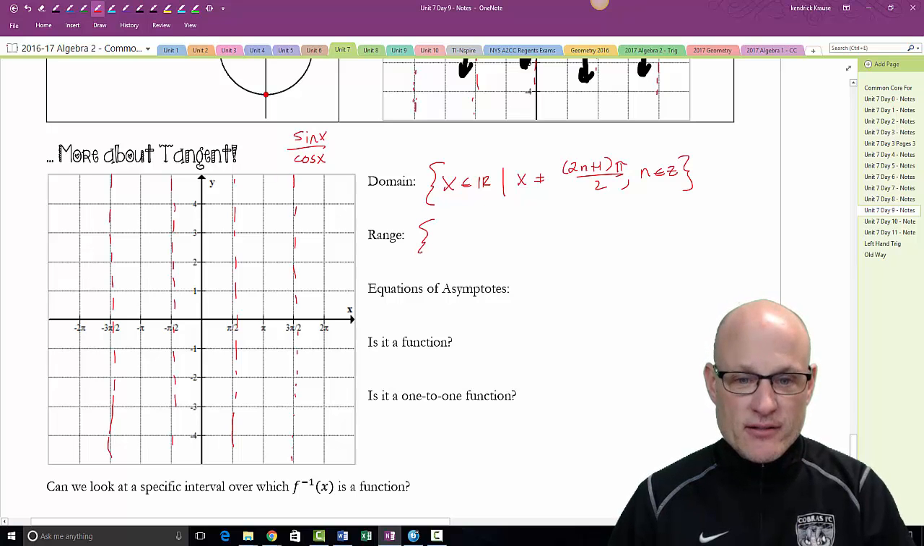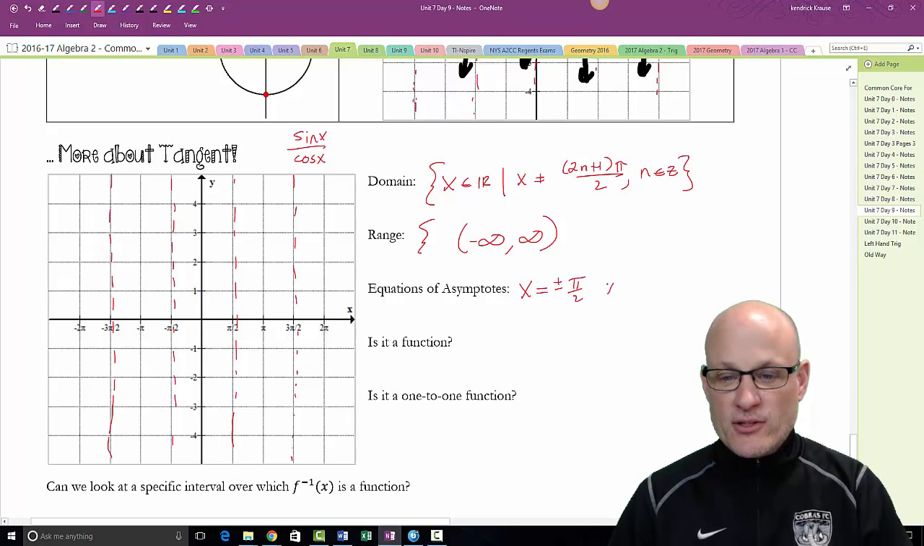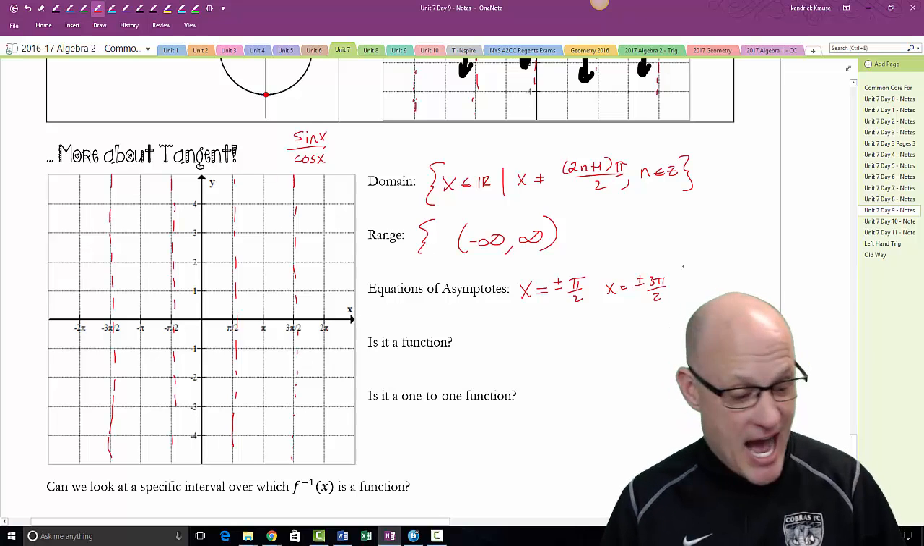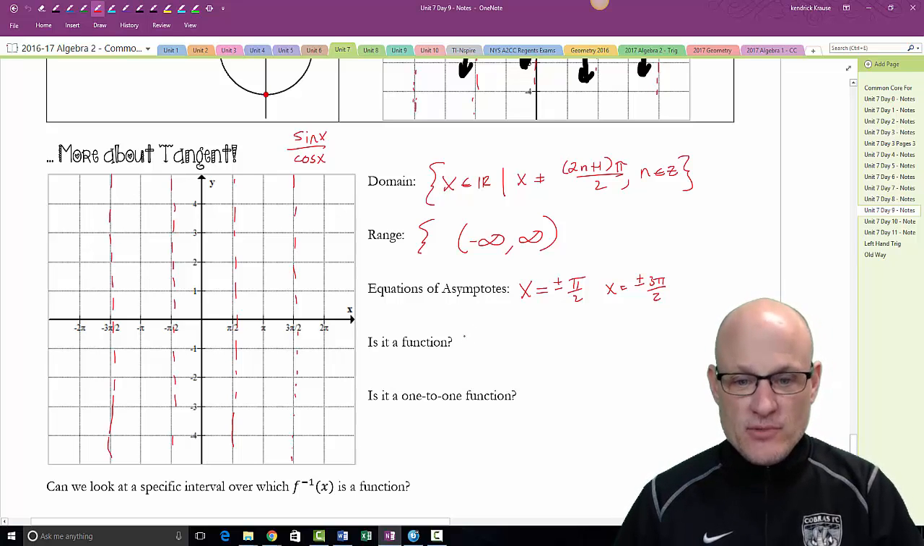Range is easy. Range is just negative infinity to positive infinity. The equations of our asymptotes are x equals plus and minus pi over 2, x equals plus and minus 3 pi over 2. I can go 5 pi over 2. It's really any odd multiple of pi over 2. Is it a function? Yes, it's a function.